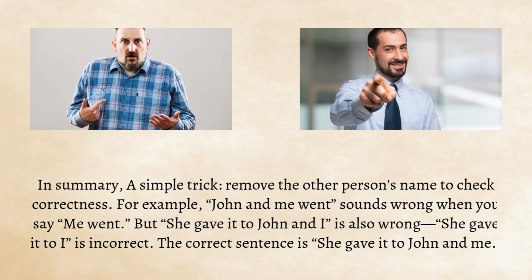In summary, a simple trick: remove the other person's name to check correctness. For example, John and me went sounds wrong when you say me went. But she gave it to John and I is also wrong. She gave it to I is incorrect. The correct sentence is she gave it to John and me.